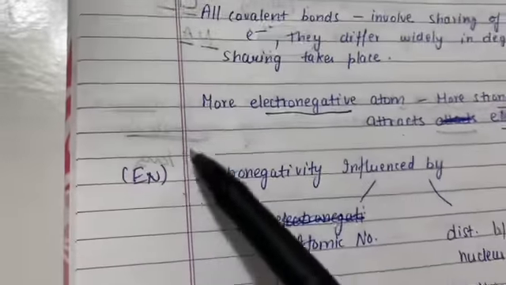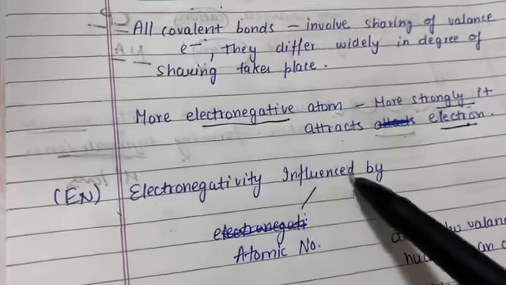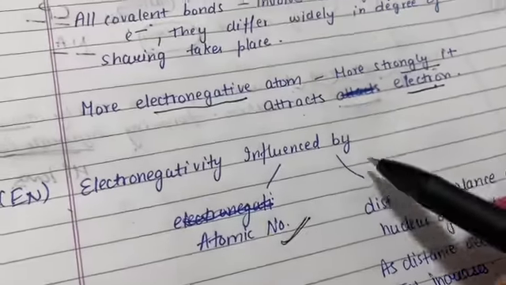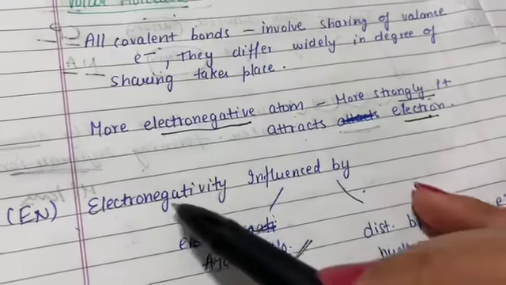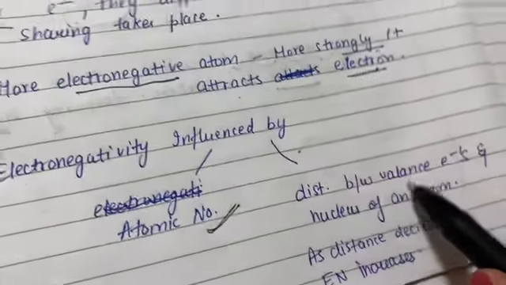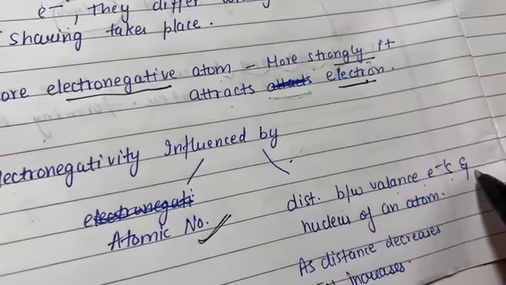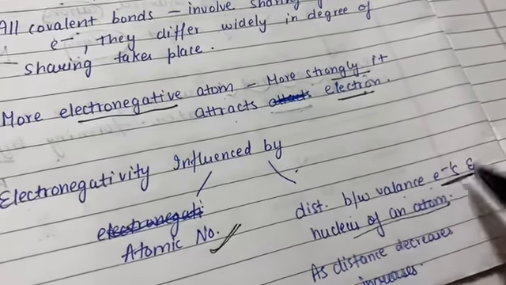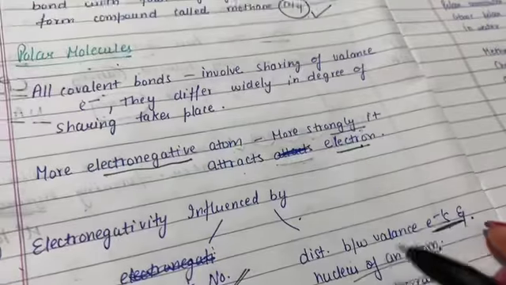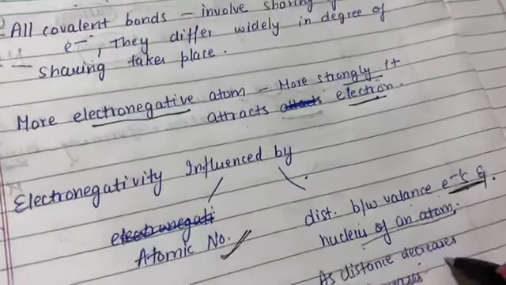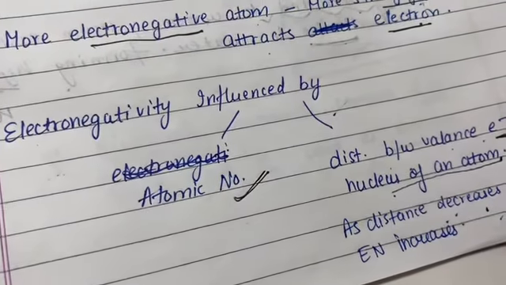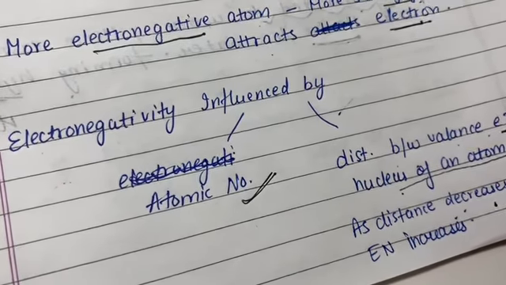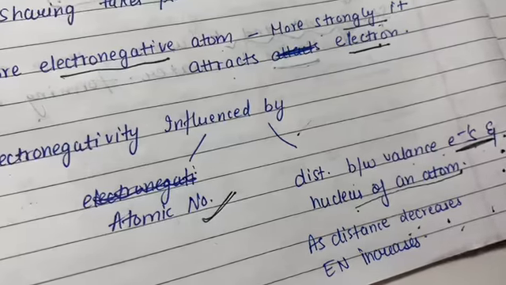Electronegativity, I'm just writing En here, is influenced by atomic number. The second factor which determines electronegativity is the distance between valence electrons and the nucleus of the atom. As the distance decreases, the electronegativity increases. So if the electron is closer to the nucleus, the electronegativity is going to be higher.